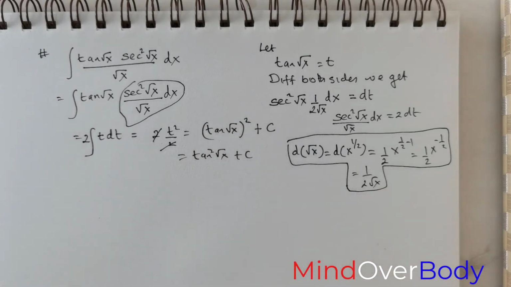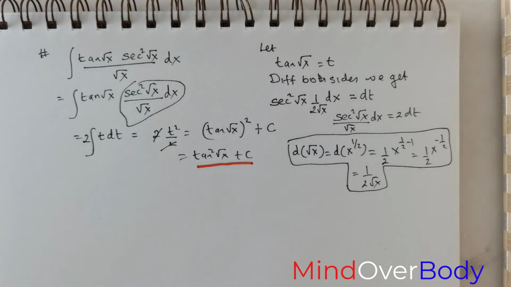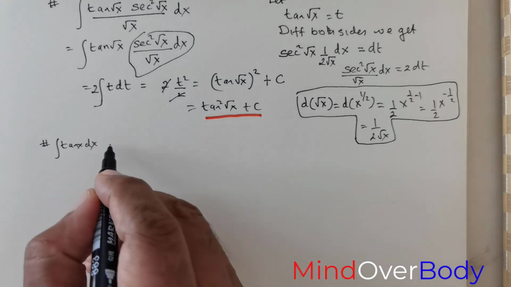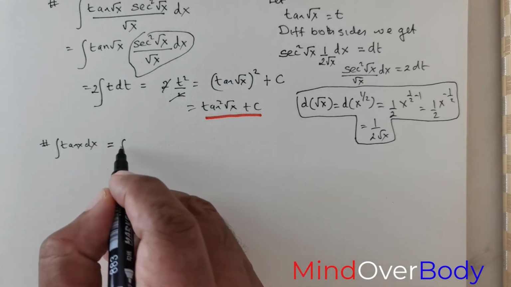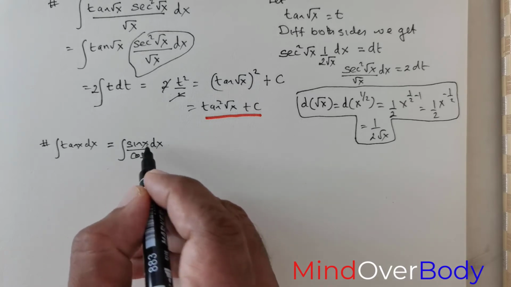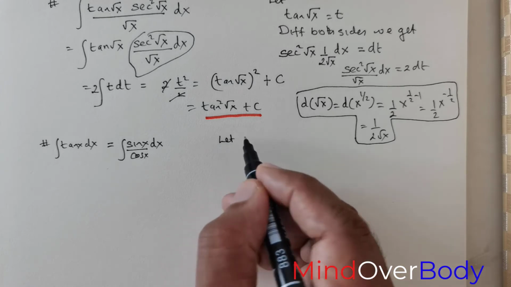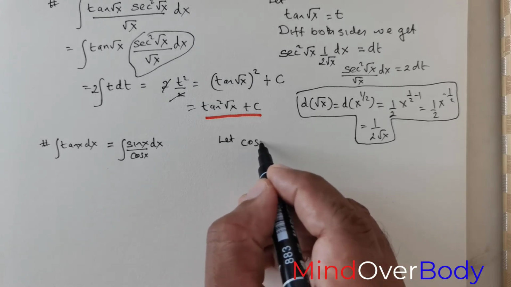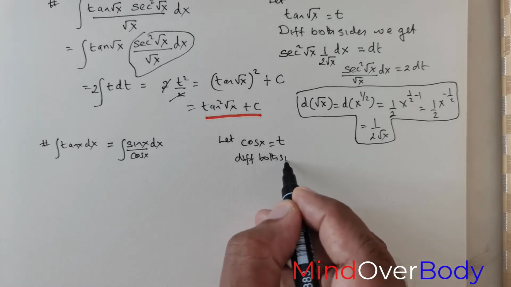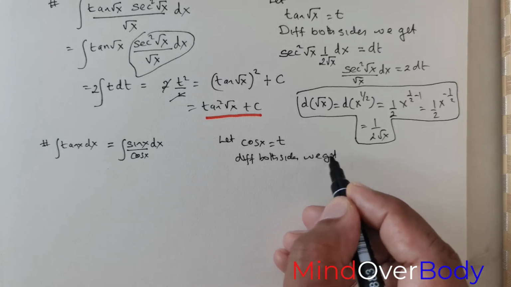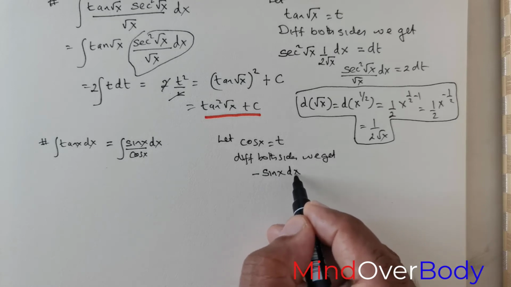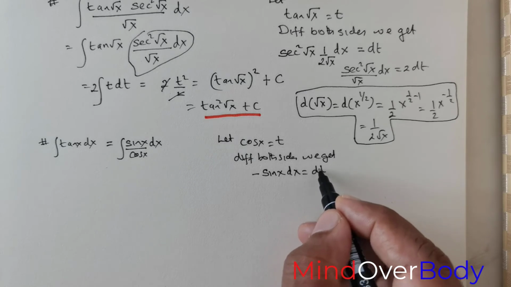So this is a good place for us to draw the red line, students. Now, students, this is a very important integration, the integral of tan x dx. We can rewrite tan x as sin x over cos x with the differential operator dx. Now let cos x be equal to t. Differentiating both sides, the differential of cos x is going to be negative sin x along with the differential operator, and the differential of t is going to be dt.